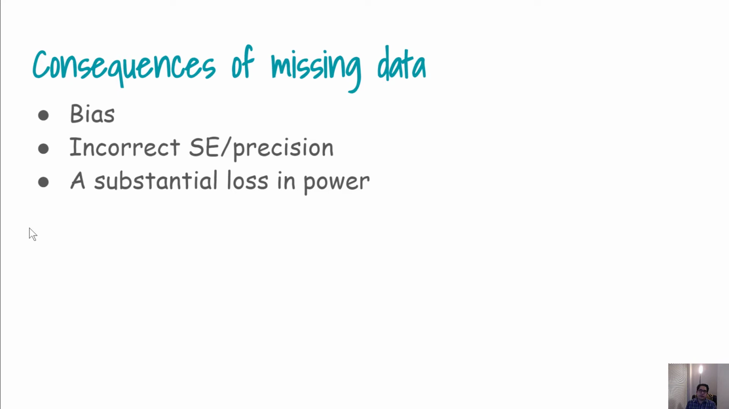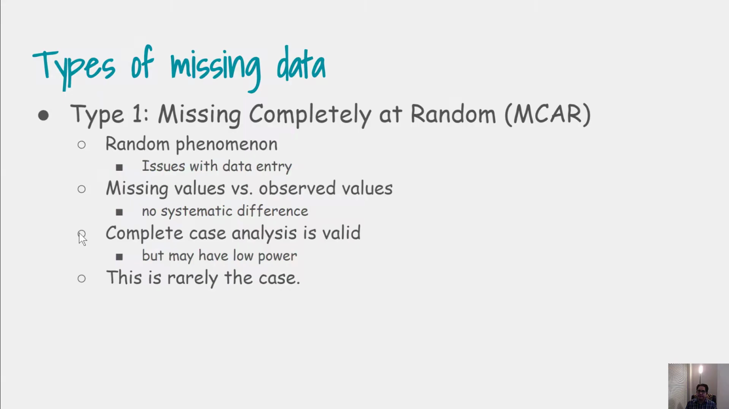When you simply delete some of the subjects who have some missing information, or they are not comfortable to disclose all of their information, then you are also reducing the sample size, and that will give you some incorrect standard error or precision. And of course, when you are deleting patients, you are subject to losing power in your study.